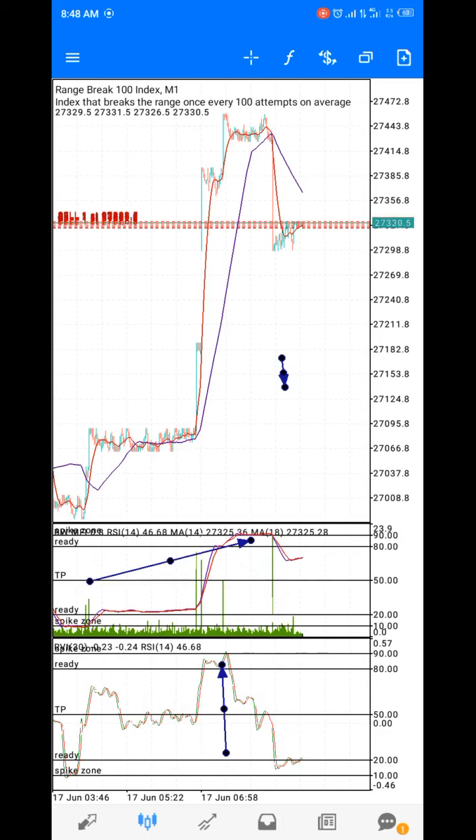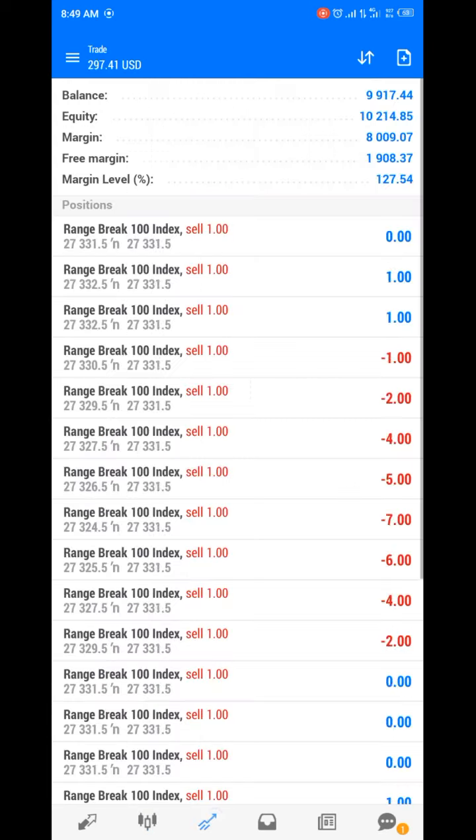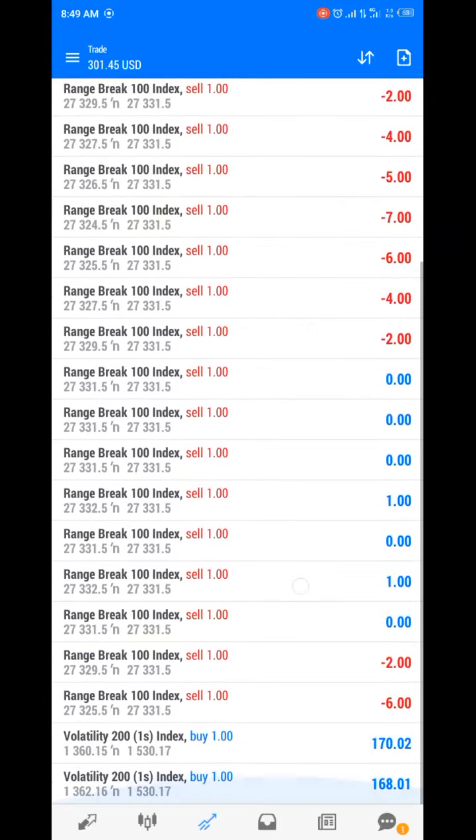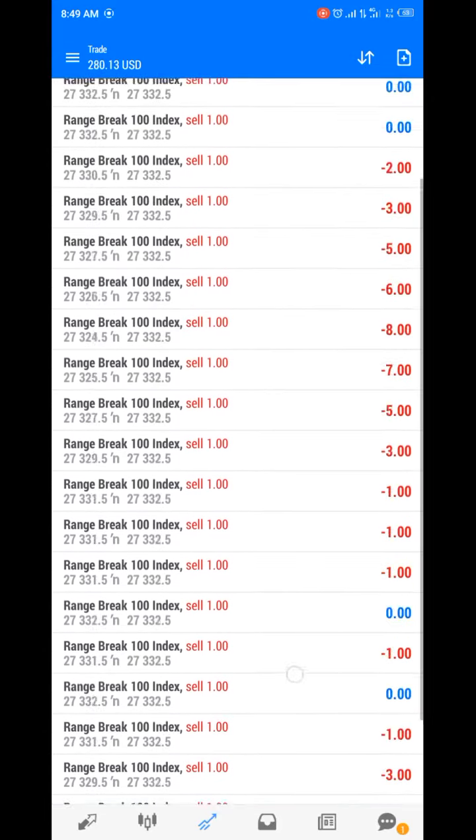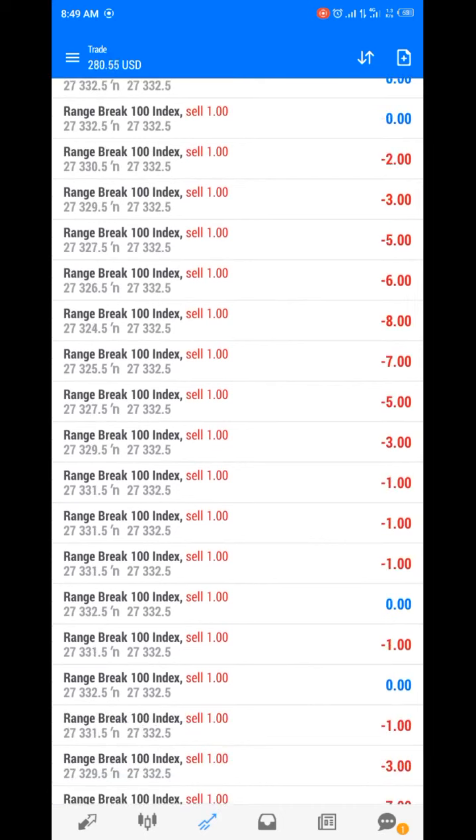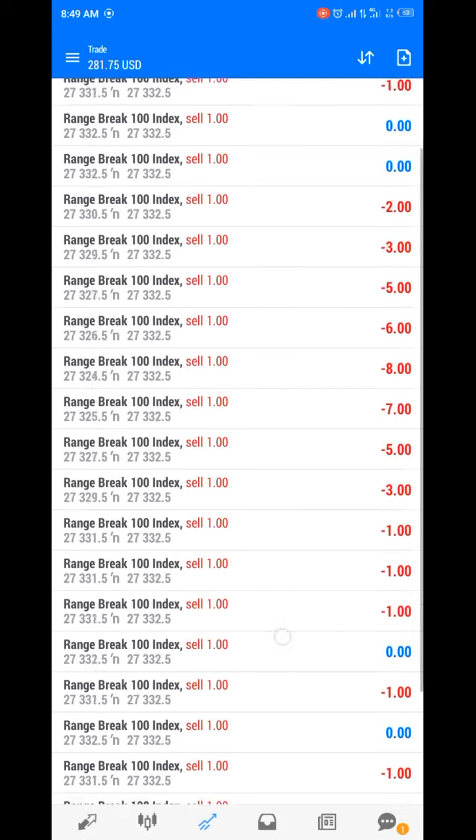You can use it for other indices if you like, but please make sure you practice on your demo account first before you jump to your live account. Practice for at least a week, then when you see you're good, you can jump to your live account. Please make sure you practice very well. Don't just jump into your live account because you got a strategy and think it's going to work. Practice makes perfect.